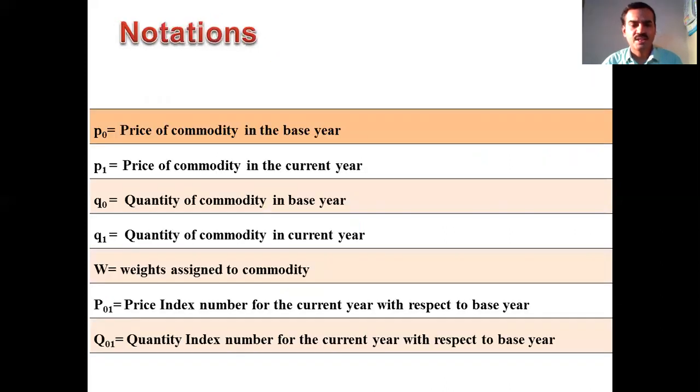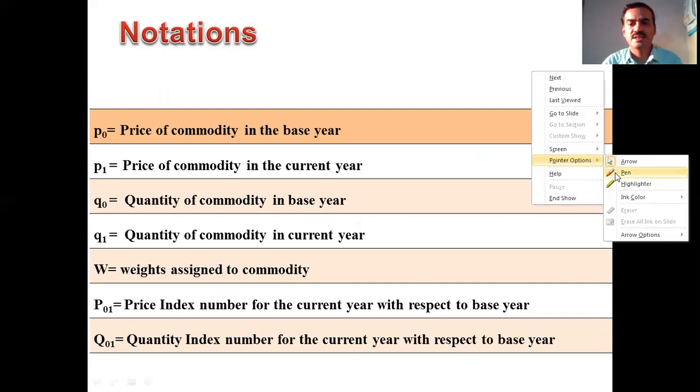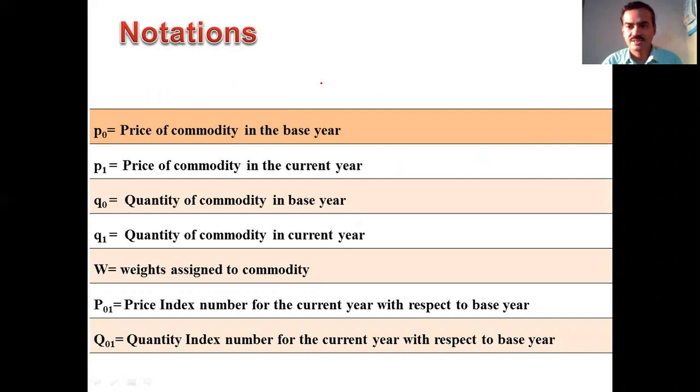Now before going to understand about the different types of index numbers and different methods of index numbers and how to calculate the index numbers in the given problem, we have to understand the notations. So in the index number, we use P naught. P naught equals price of the commodity in the base year, and P1 equals price of the commodity in the current year.